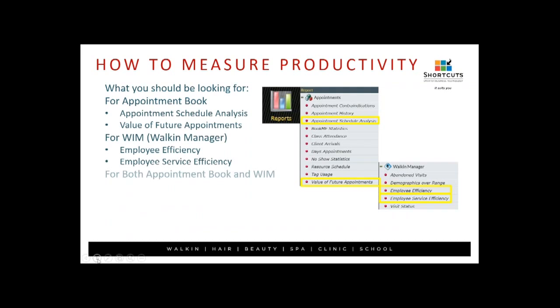So now we're going to take a look at our productivity. So how to measure our productivity, what you should be looking for. So we have a few reports. For anybody using the appointment book, we would look at the appointment schedule analysis and then the value of future appointments. If we have anybody using our walk-in manager, then we would look at the employee efficiency and the employee service efficiency. And then for all clients, we would also recommend the average ticket and service sales per hour from the trade-in summary.